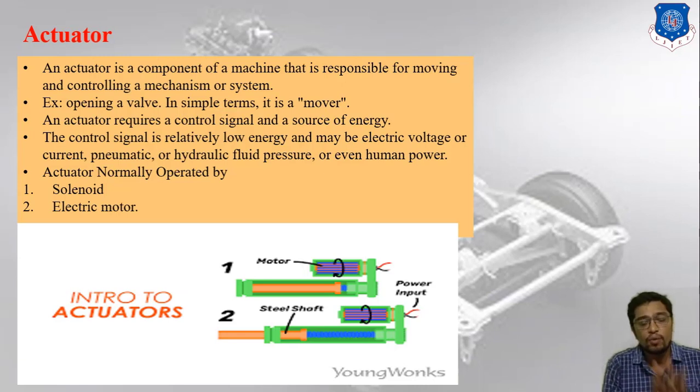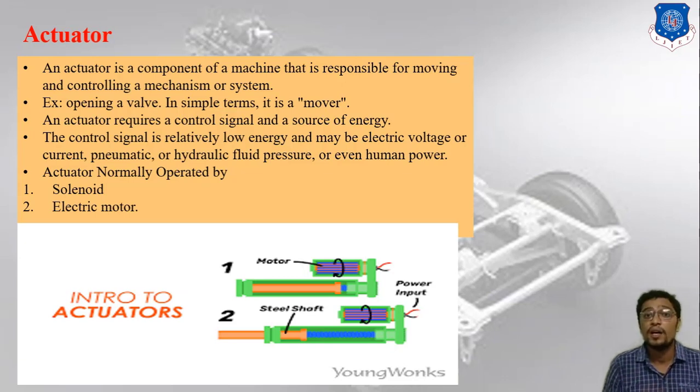So what is an example of an actuator? An actuator is not a machine, it is not a measurement. An actuator is one part of a machine, or you can say in a motor there is one part that transmits the signal from one form to another form. An example is opening a valve; in simple terms, it is just like a mover. As you can see in the image, an actuator requires a control signal and a source of energy.